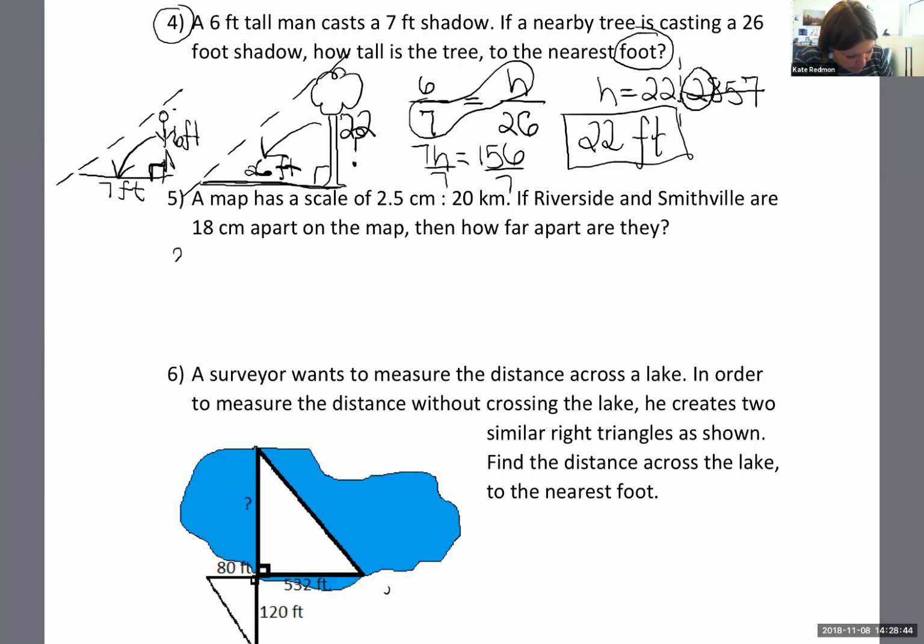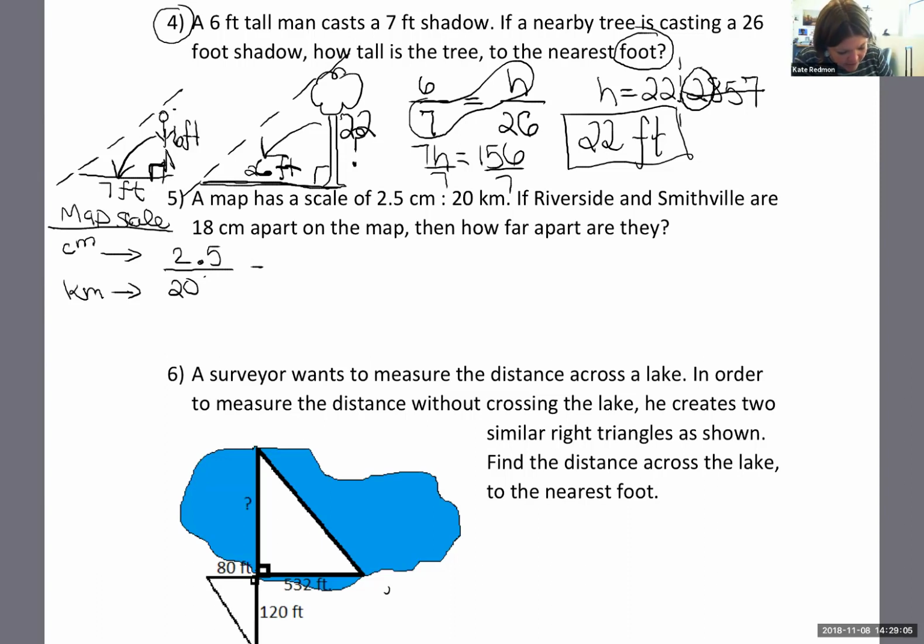So 2.5 right there, that is a relationship. I can feel free to make a fraction out of it. Now notice that I have the centimeters on the top, the kilometers on the bottom, and these are the numbers that are on my map scale.